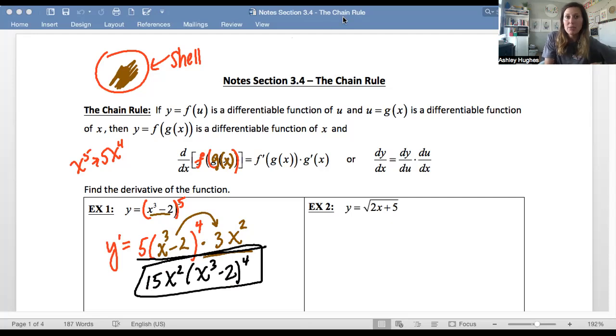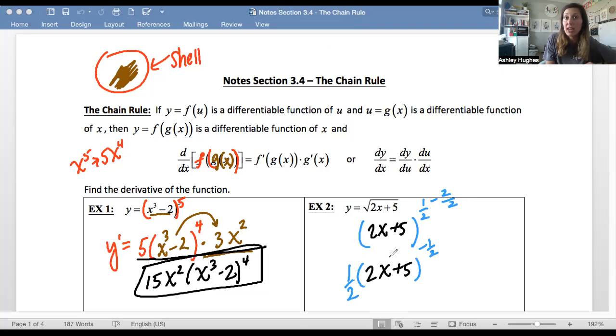Okay, let's try this one. Let me rewrite it with the shell. This time I'll use blue. So this is like to the 1/2 power. The inside is 2x plus 5. That's my chocolate. So we're going to let the outside melt first. The 1/2 comes down. You subtract 1, which is like subtracting 2 over 2, so this is negative 1/2. We leave the inside the same.